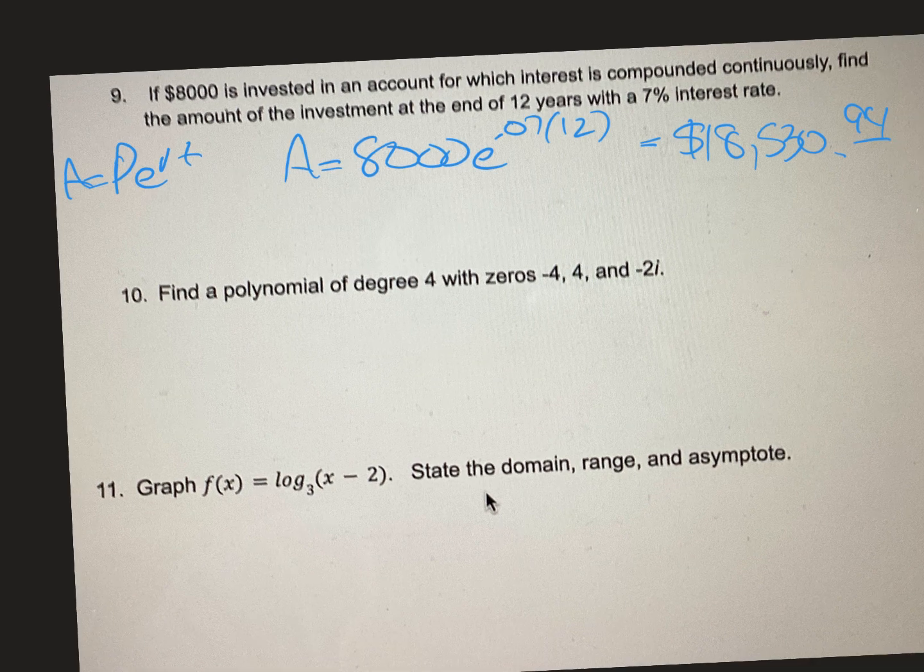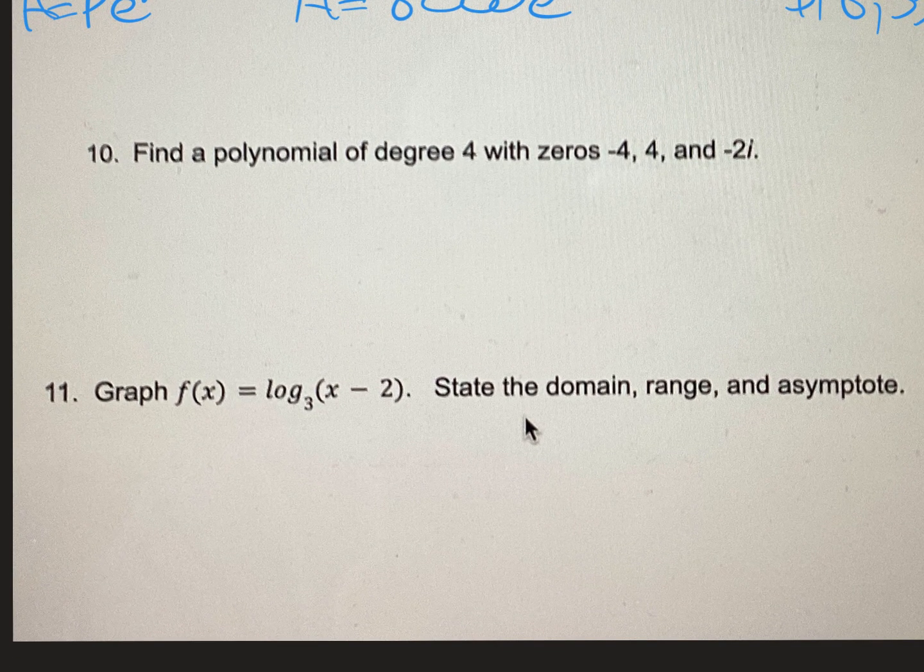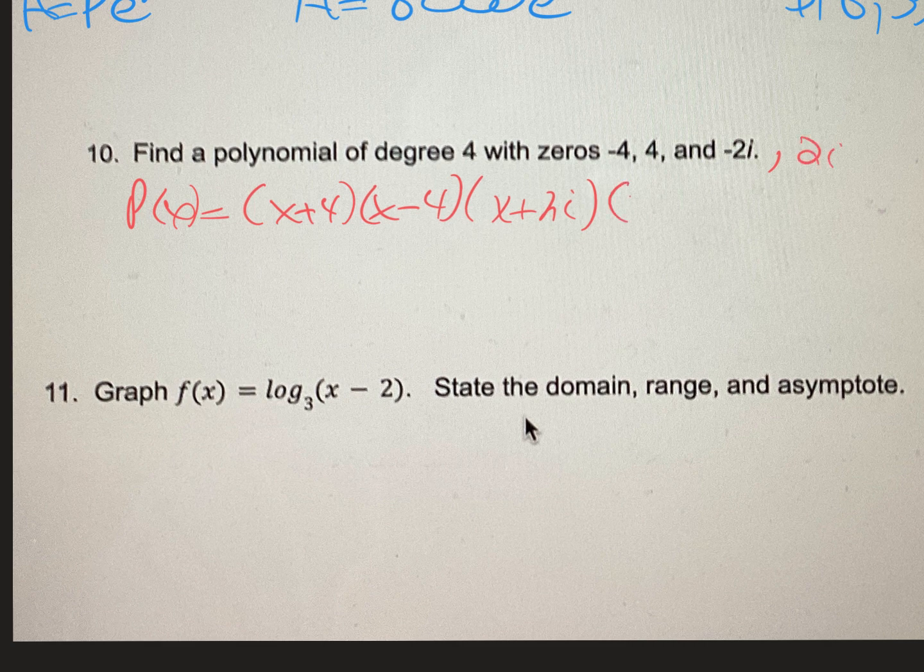All right. Number 10, find a polynomial of degree 4 with those zeros. What you need to do here is write them as factors first. So I'm going to put P of x is negative 4 came from x plus 4. Positive 4 came from x minus 4. Negative 2i came from x plus 2i. And also, if negative 2i is a zero, obviously so is positive 2i, so I'm going to go x minus 2i. Those are conjugates and those are conjugates. So I'm going to do FOIL twice.